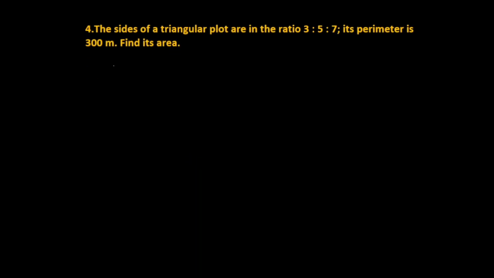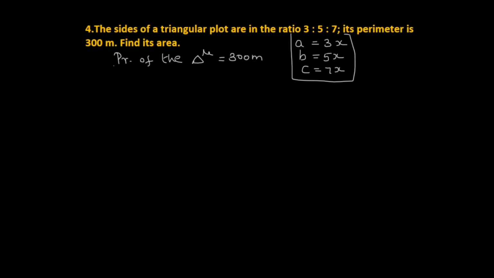Next question. The sides of a triangular plot are in the ratio 3:5:7. Its perimeter is 30 meter. The perimeter of the triangle given here is 30 meter. So the sides are given in ratio. So how to consider that? Say one side as 3x, another side will be 5x, and the third side will be 7x. When the ratio is there, the common factor should be there. That common factor is nothing but x.